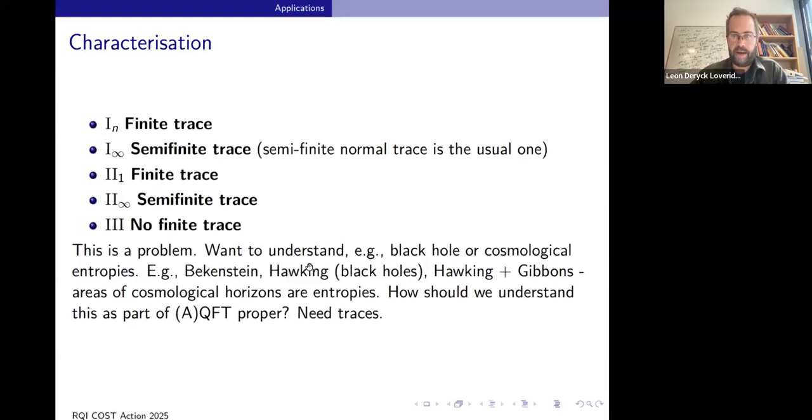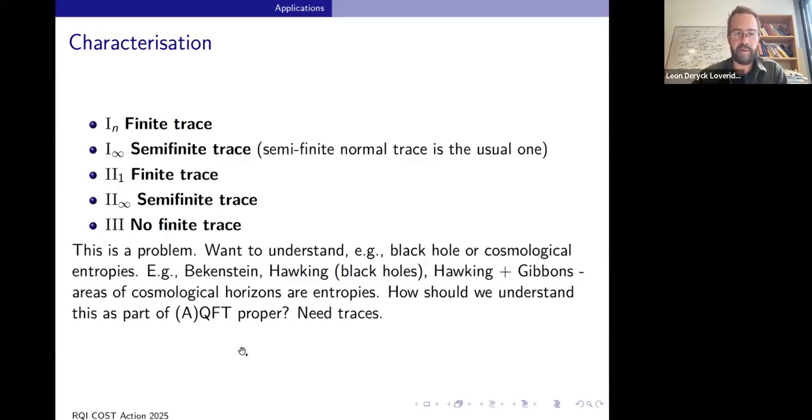So if you think about, well, we might want to compute a von Neumann entropy. How are we going to do that? We're going to take the trace of rho log rho. Well, that's not very good if we don't have a trace. So this is an issue, right?